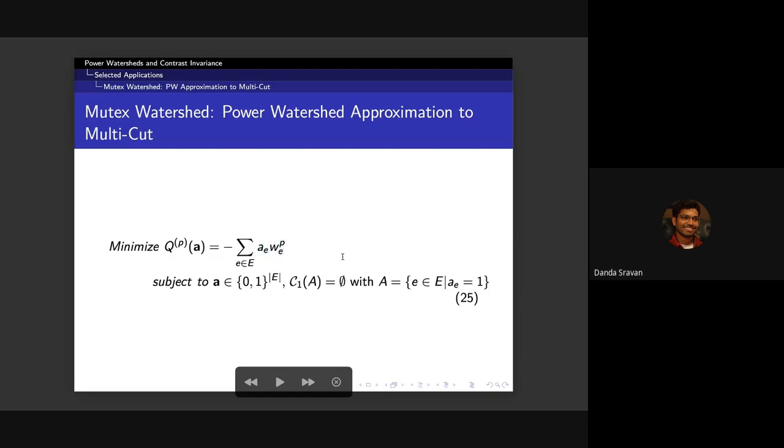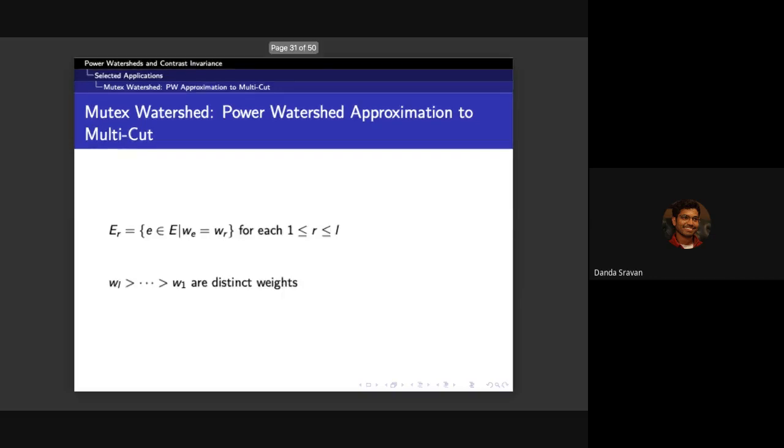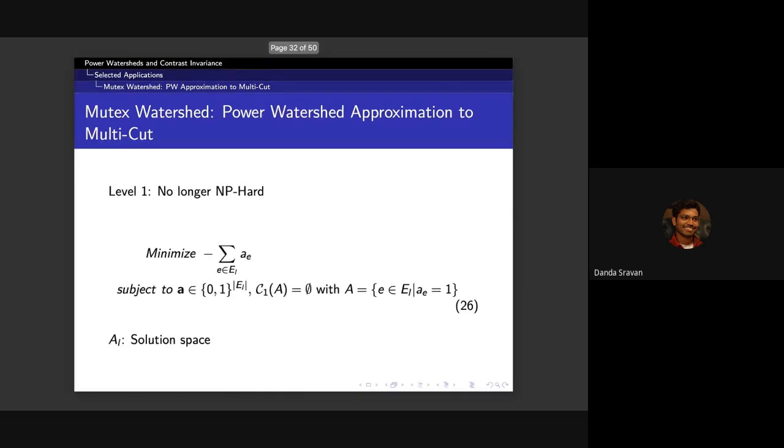I won't go into these details, but essentially I break the original graph into several subgraphs, starting from the highest weights. Once I do that, at each level, since I'm working with finite graphs, I'll have only finitely many distinct edge weights. I break it into several pieces.